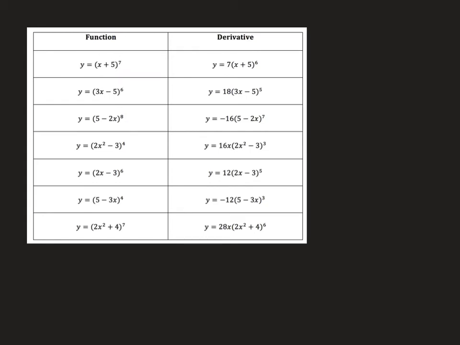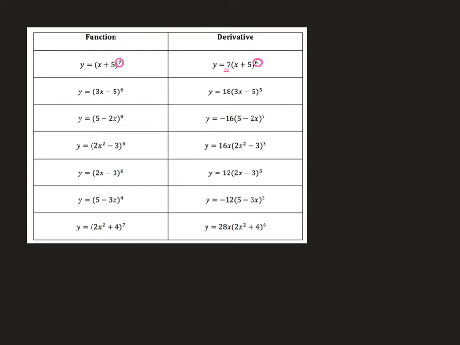So let's have a look at these results in a little bit more detail. In the first question, the function is y equals (x plus 5) all to the power of 7. Now look at that. This is the power, and we do end up multiplying the original function by the power, and we then do reduce the power by 1. So looking at it very simplistically, it seems like that is what has happened in all the questions. However, there's a bit more to it.